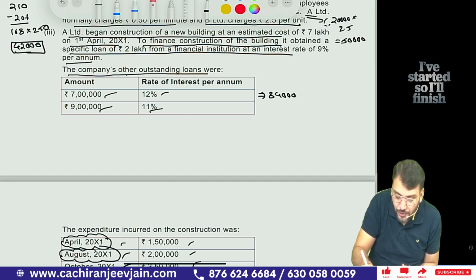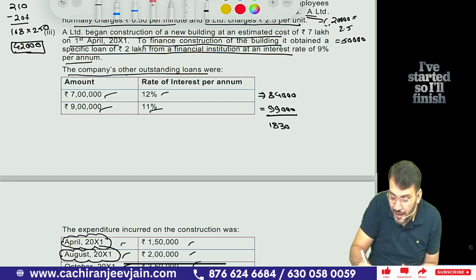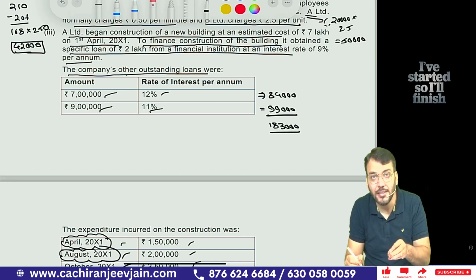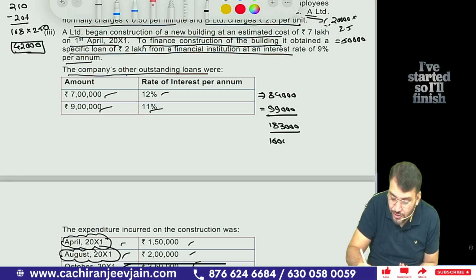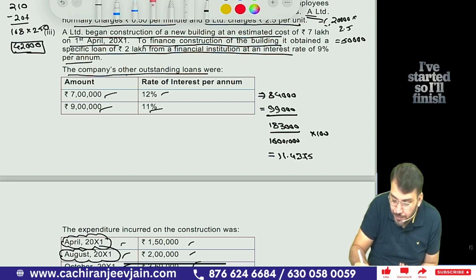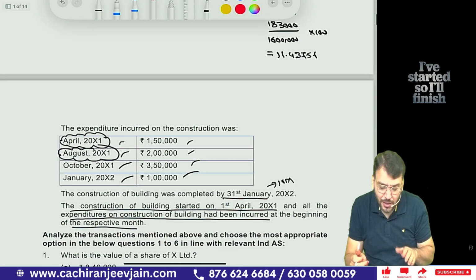So it becomes 84,000. Then 9 lakh into 11% becomes 99,000. So total borrowing cost for non-specific is 84 plus 99, equal to 1,83,000. Now we need to find the capitalization rate, so we will divide by the weighted average borrowing fund, because the loan is outstanding for the entire 12 months. Therefore we'll do 7 lakh plus 9 lakh, that is 16 lakh. So 1,83,000 divided by 16 lakh into 100 is coming 11.4375%. So this becomes your capitalization rate.